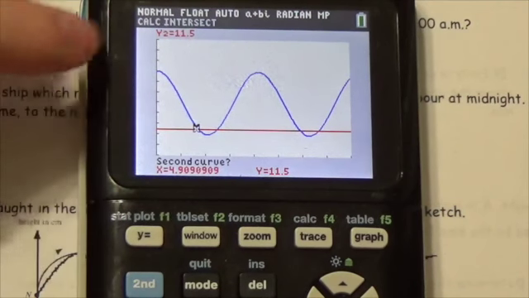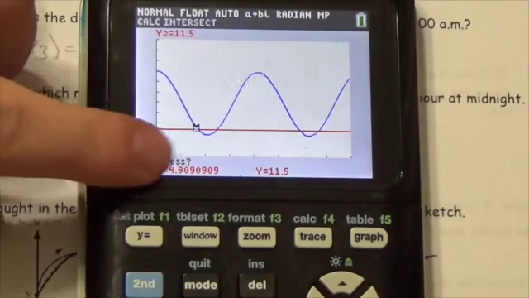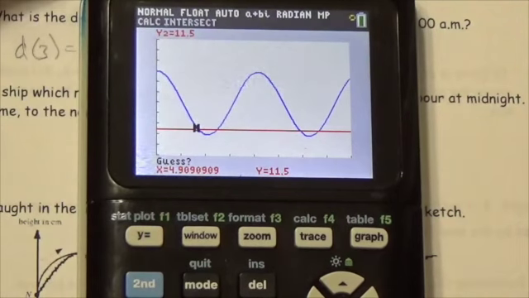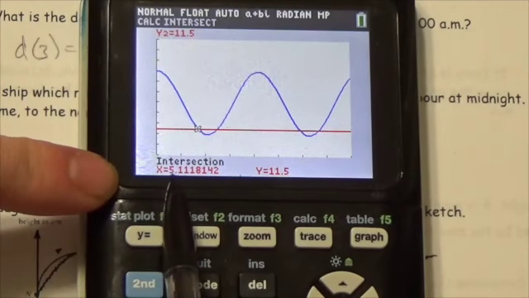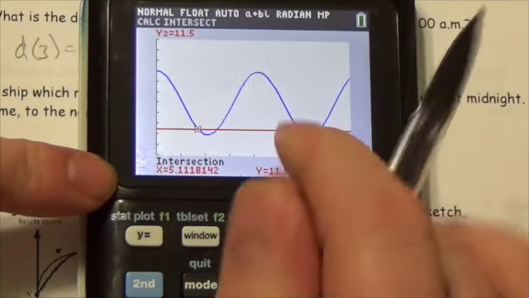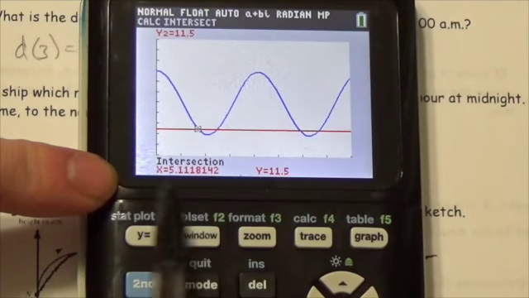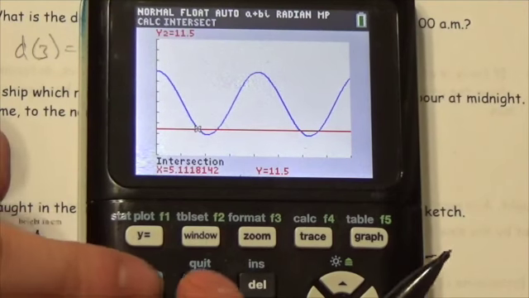Now it did drop me down a little bit. It's on the second curve. Press enter. It wants to make this as a guess. Don't worry about it. Just press enter. Okay, and notice that our x value here is 5.11 and so on. Now my y value is 11.5. That was the depth. It's the x number that I'm looking for. That's the time. Okay, now I'm going to quit.